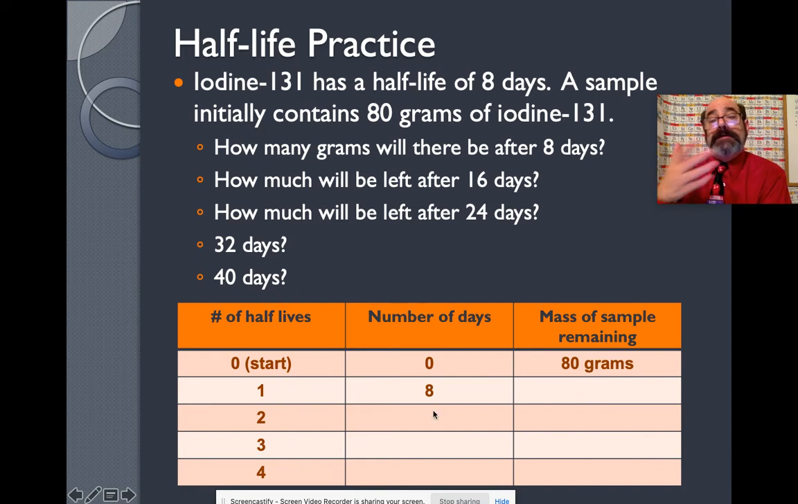Then the next half-life is another 8 days, so that's a total of 16 days. And then half of the 40 is going to be 20. Then another half-life, half of the 20 is going to be 10. And another half-life, half of the 10 is going to be 5. So that's how it goes. Half, half, half, half, half. Mr. G, can't I just multiply? No, you can't multiply. You have to do it this way.